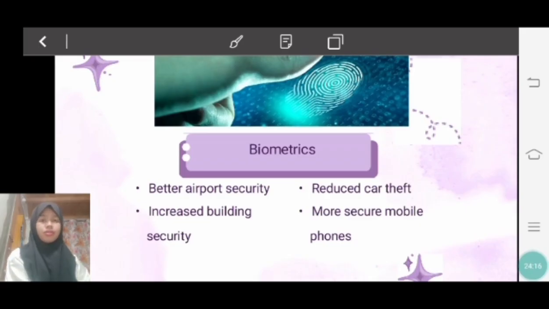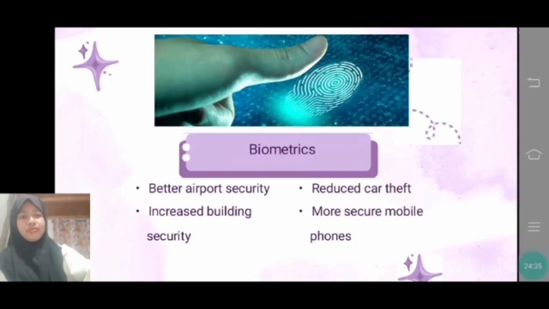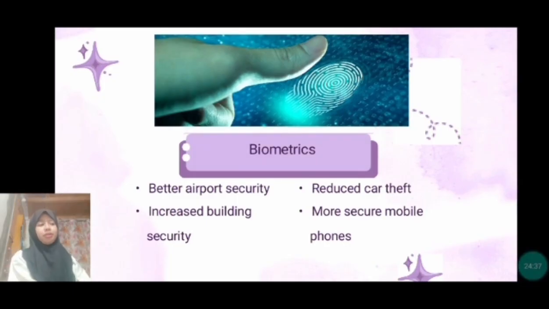So number two, the next one is increased building security. Offices, schools, and buildings use biometric systems such as fingerprint scanners or face recognition to control access. So only authorized people can enter, which improves safety and prevents intruders.